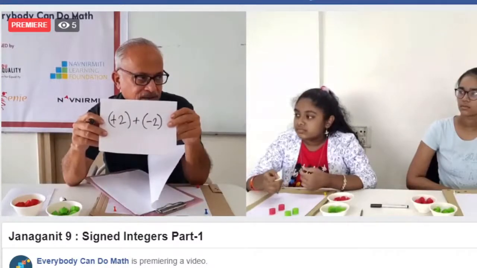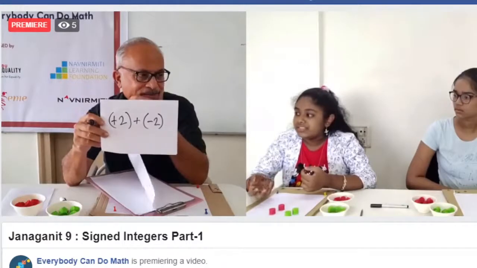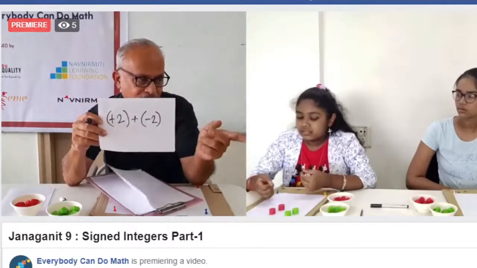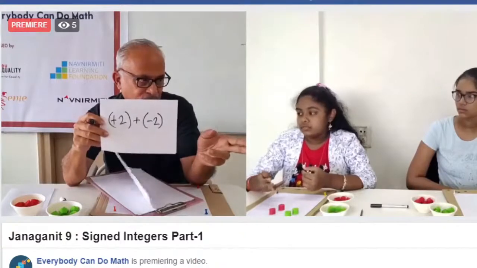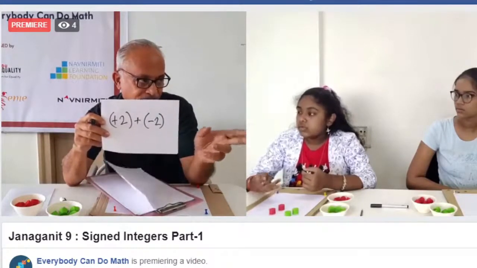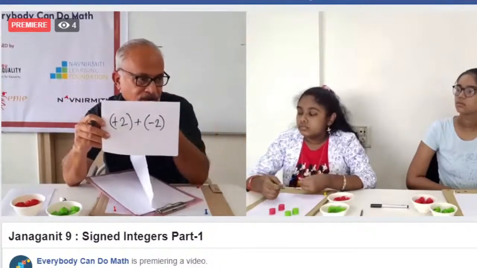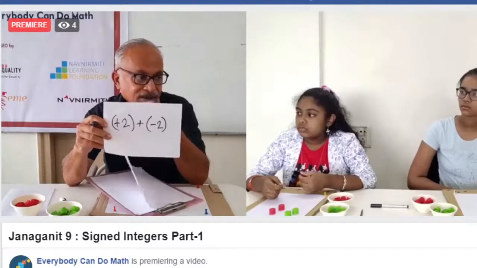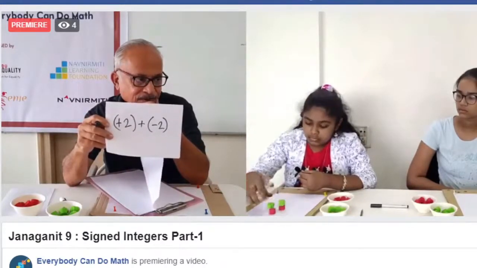Okay, that's one way of looking at it. Can you tell me that in known language? You have how much money in your account? 2 rupees. Plus 2. And how much loan do you have? Minus 2. That means you have a loan of 2 rupees, right? So when you repay the loans, just repay the loans.